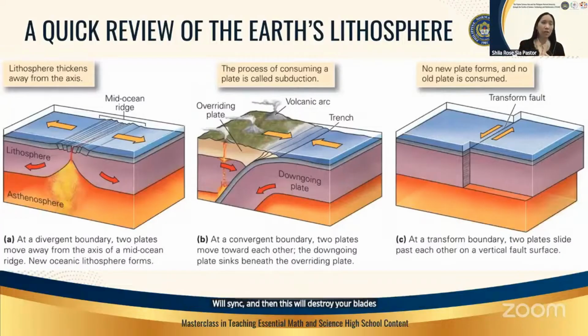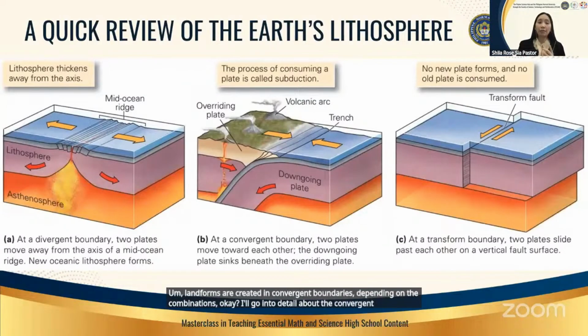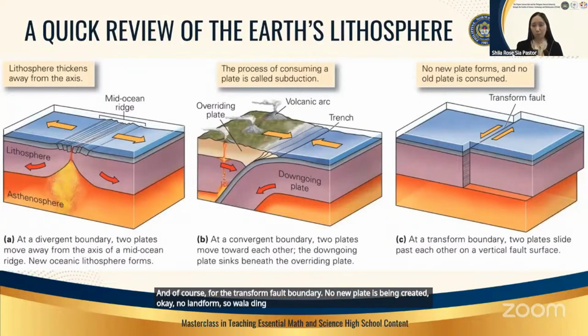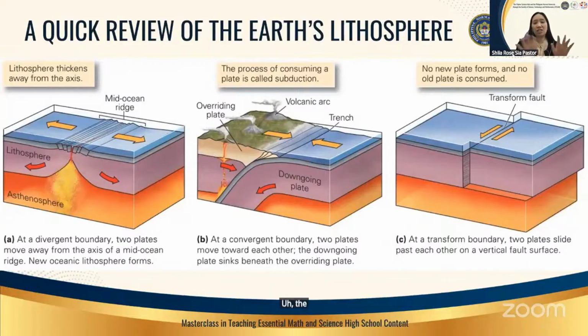So, different types of landforms are created in convergent boundaries depending on the combinations. Okay, I'll go into detail about the convergent boundaries later. And then, of course, for the transform fault boundary, no new plate is being created. Okay, no landform. So, wala ding consumed na old plate. No? So, this too, the transform fault boundary just displaces. So, kung nangyari yan sa land, nagdi-displace lang yung mga bagay-bagay na nandun sa mismong fault.